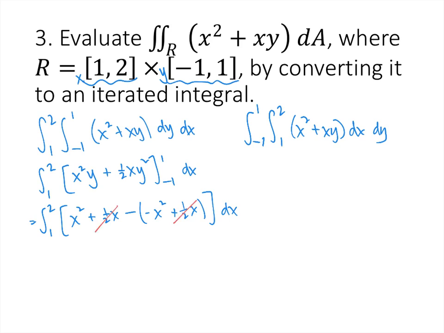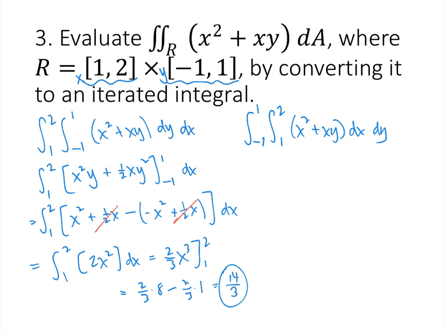So this 1/2 x cancels out with that 1/2 x. And so I just get the integral from 1 to 2 of 2x squared dx. That antiderivative is 2/3 x cubed. Plug in 2, plug in 1, and subtract. We get 2/3 times 8 minus 2/3 times 1. That's going to be 14/3.